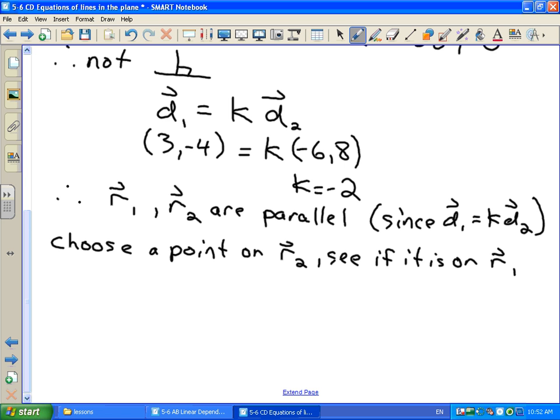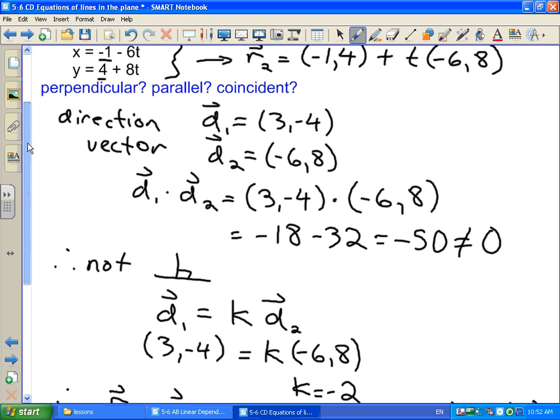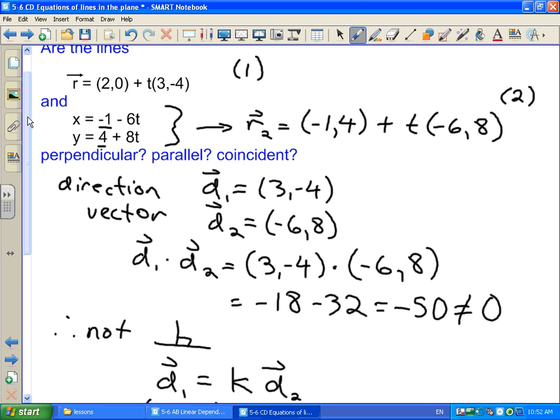What point do we know is on R2? The great thing about the vector form of this is that it always gives you at least one point that is on this line. And that's the point that we're using to anchor our vector here. So we know that the point -1, 4 is on R2.